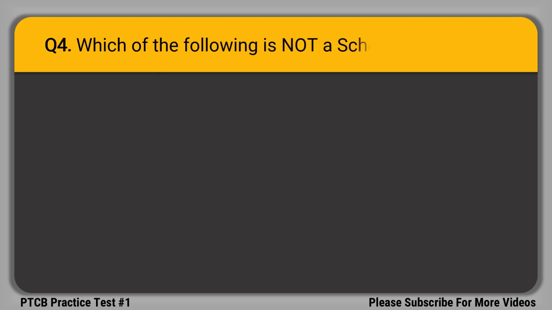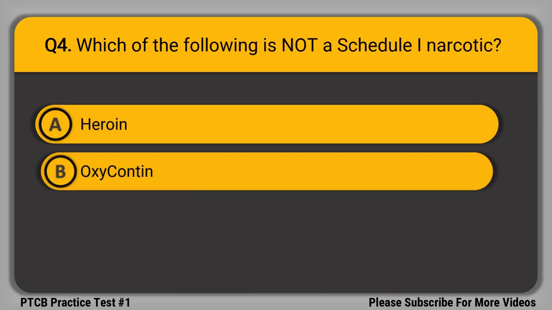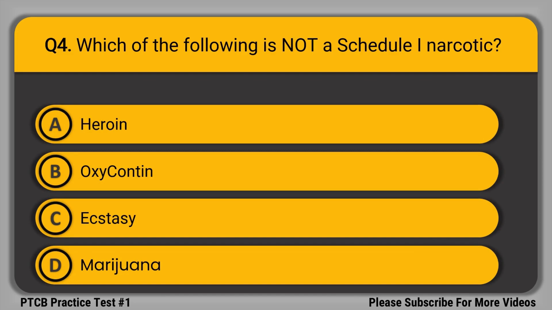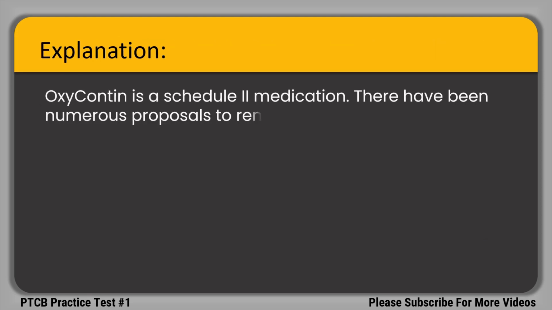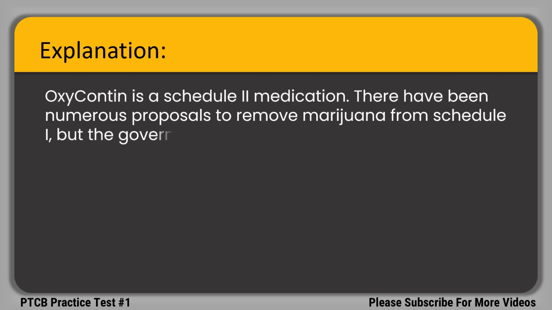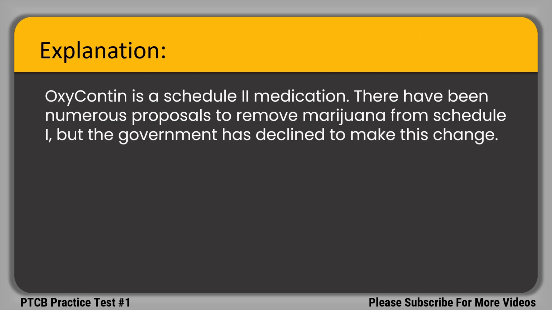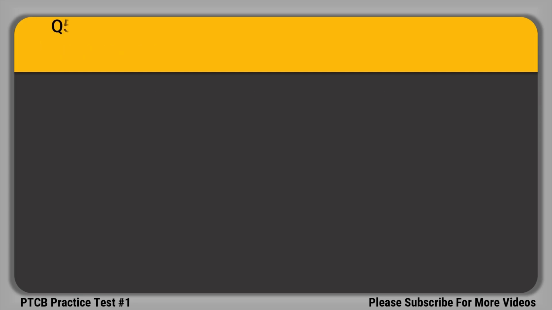Question 4. Which of the following is not a Schedule I narcotic? A. Heroin. B. OxyContin. C. Ecstasy. D. Marijuana. B. OxyContin. OxyContin is a Schedule II medication. There have been numerous proposals to remove marijuana from Schedule I, but the government has declined to make this change.